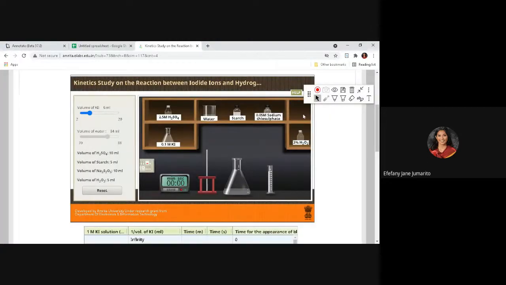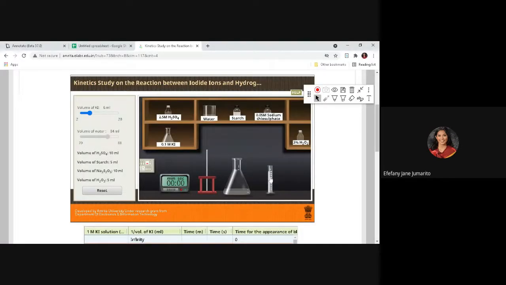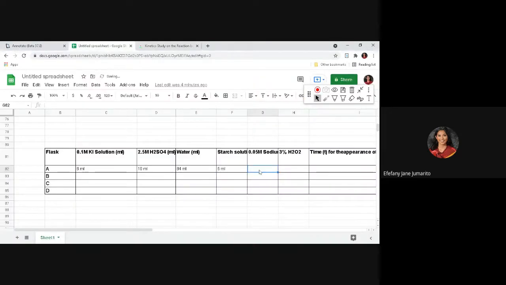Now we have that one. Okay, let's add how many ml? 10 ml of 0.05 molar. Okay, 10 ml. So after that, then we will put it in our flask. Then we will record: 10 ml.